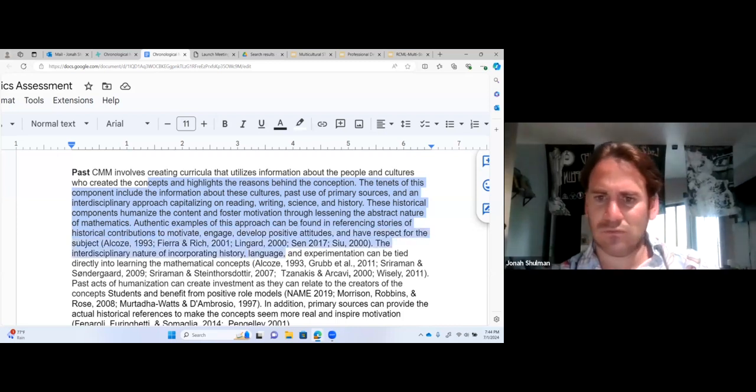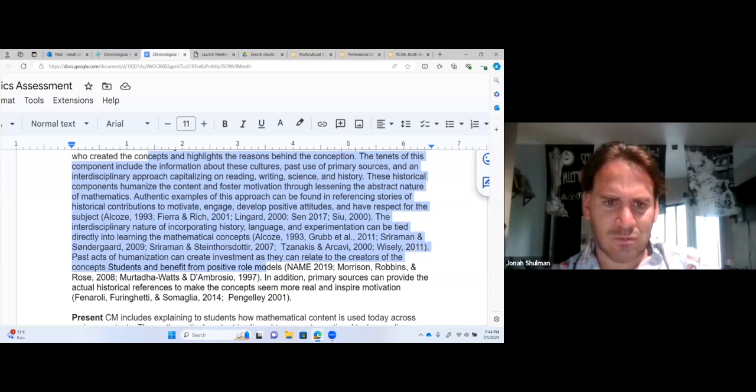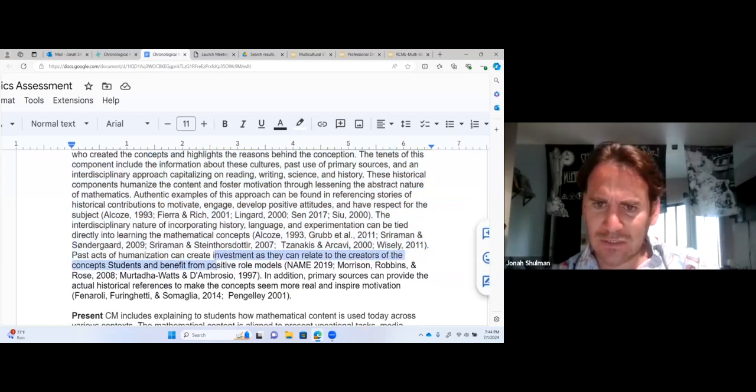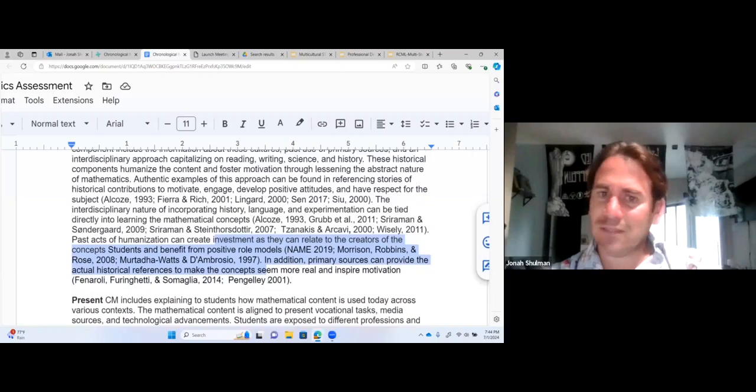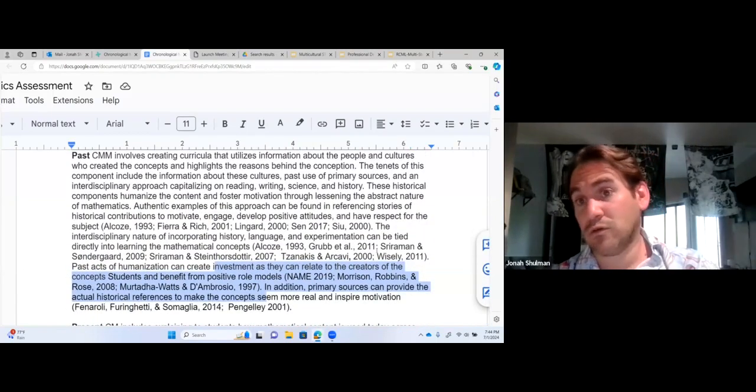And these are all these books and research articles that say why it's useful. The interdisciplinary nature is the history, language, and experimentation. Past acts of humanization can create investment as they can relate to creators of concepts. In addition, primary sources can provide the actual historical references to make concepts seem more real and inspiring. So that's everything about the past. And if you want to learn more about it, these are some great articles.